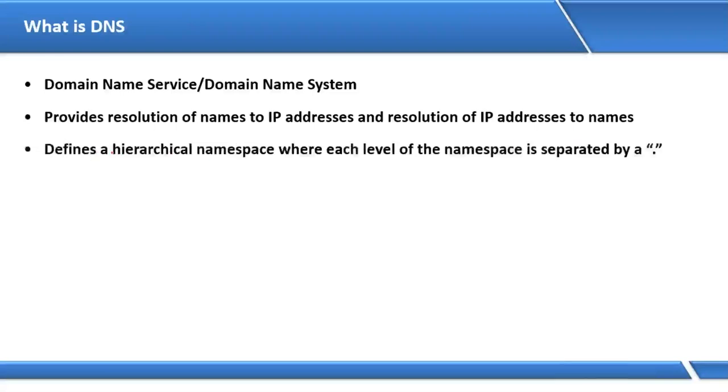And the second job of the DNS service in the domain model is defining the hierarchical namespace, where each level of the namespace is separated by a dot. For example, the first domain name I gave you, zoom.com. Zoom and com are separated by this dot. Under zoom, I'm creating one more subdomain, that is mcsc.zoom.com. So you can say MCSC is a child domain and zoom.com is called the parent. These two names are separated by this dot.